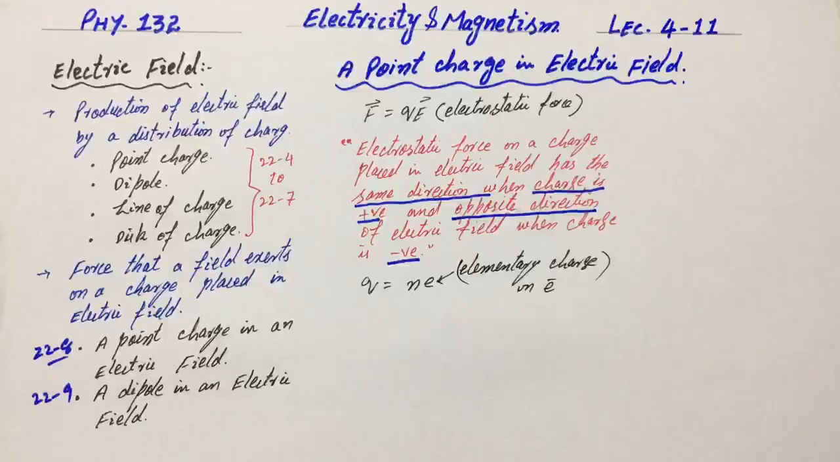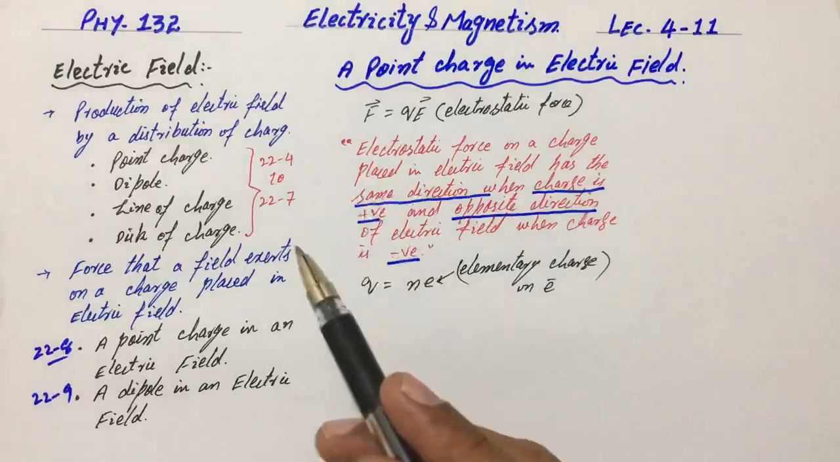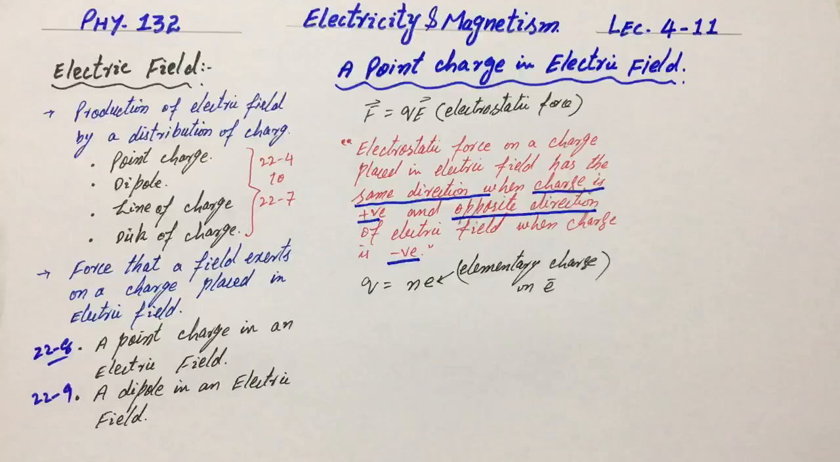That is 1.6 into 10 raised to minus 19 coulomb, and N is the number of electrons which are being placed in an electric field. So utilizing this basic concept, we need to emphasize the measurement of the force exerted on the charged particle, how this force is useful in our daily life, and how we can utilize the basic ideas of the electrostatic forces being exerted on these charged particles in our applications, or to apply in our devices.